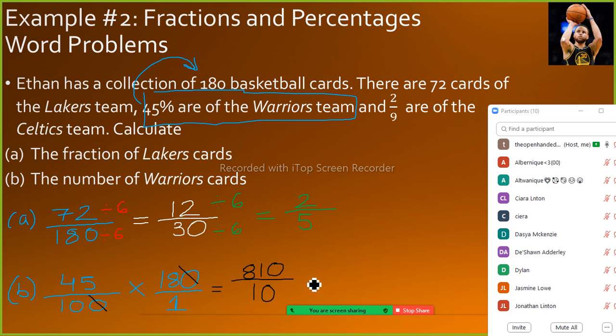Deshaun, how can we simplify this? Deshaun Adderley, how can we simplify this? You divide 810 by 10. And what will be the result? 81. Get 81, very good. So these two cancel out, which gives us 81. Okay, so that's how we would do that. So the answer for the first one is 2 over 5, and the answer for the other one is 81.